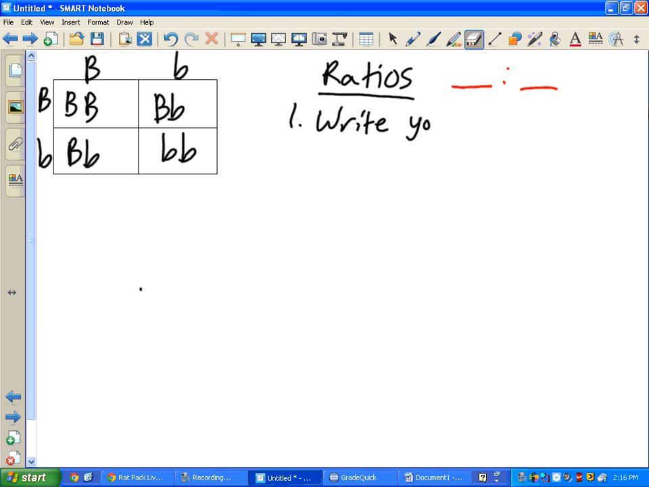the possible outcomes. So if it's asking you for a genotypic ratio, write down all the possible genotypes. If it's asking you for a phenotypic ratio, write down all the phenotypes. So let's do phenotypic first.